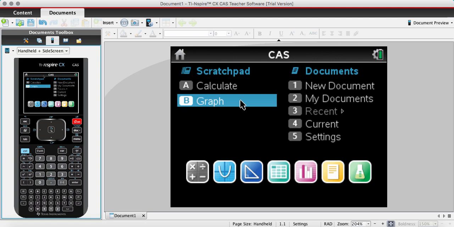So today we're going to be talking about how to graph in your Ti-Nspire calculator. We want to start off by graphing linear functions.